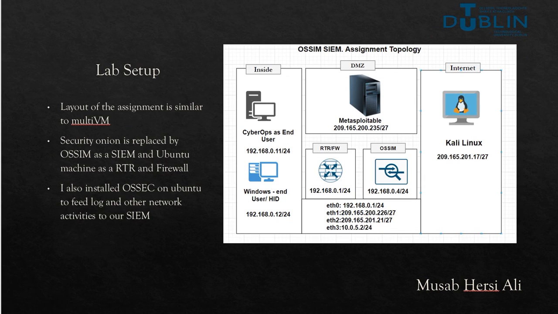This is the setup of the lab, or the assignment. We have OSSIM as an incident detection system, and also we have an Ubuntu machine, which routes the traffic between all these different subnets. So we have inside as an end host, we have the DMZ, demilitarized zone, as our asset, like Metasploitable, and we have a Kali Linux to simulate our attacks.